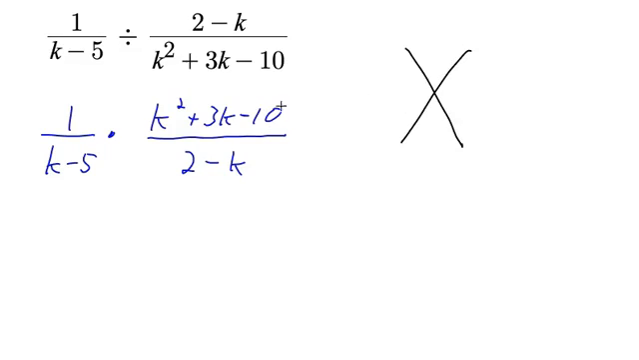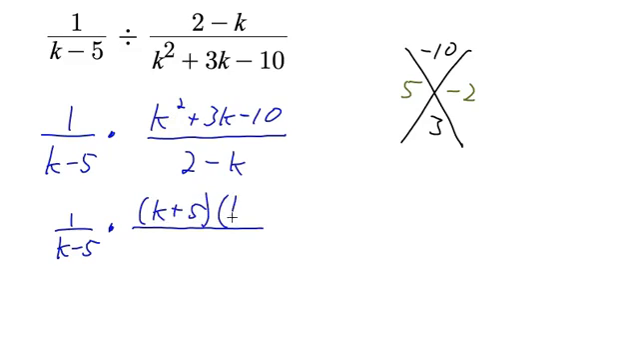We're looking for two numbers that multiply to make negative 10 that have a sum of positive 3. We see that the sum is positive, so the larger of the two factors of negative 10 must be positive. So 5 times negative 2 is negative 10. 5 plus negative 2 equals 3. So now we can rewrite k squared plus 3k minus 10 as k plus 5 times k minus 2.